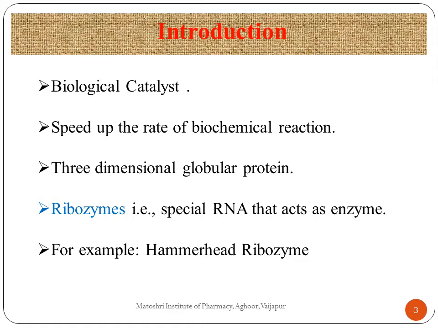Introduction. Enzymes are biological catalysts which help to speed up the rate of biochemical reactions which occur in our body. These are three-dimensional globular proteins. The enzymes which consist of special RNAs are called ribozymes, and the example is hammerhead ribozyme.